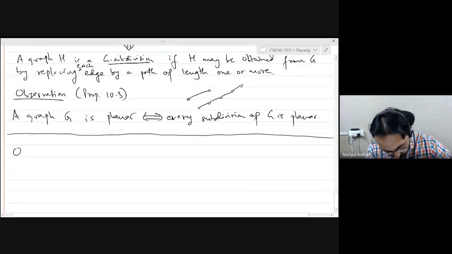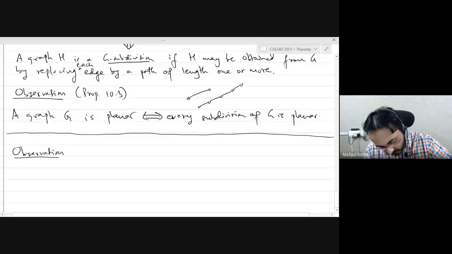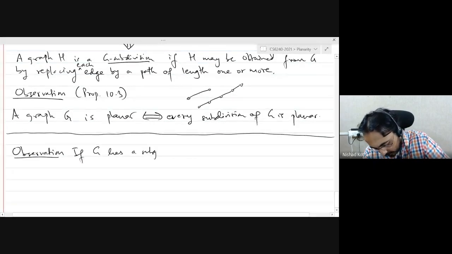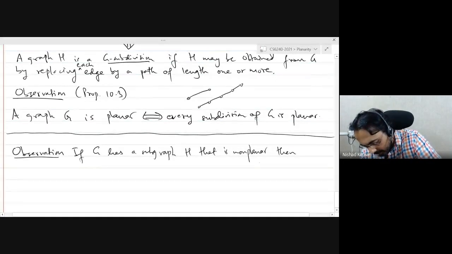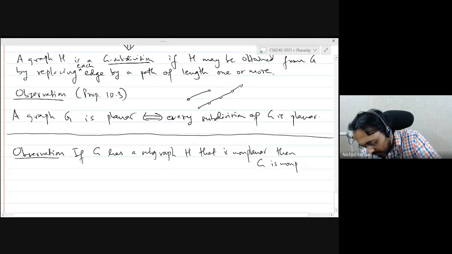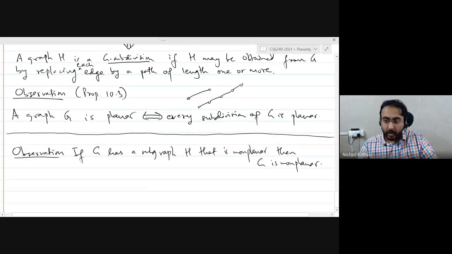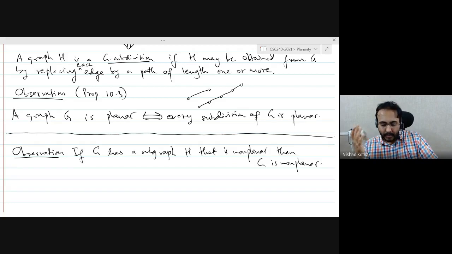Okay. So another quick observation that I need before jumping to the conclusion I wanted to is: if G has a subgraph H that is non-planar, then G itself is non-planar. Okay? And now if you put all of these observations together, you can see that if any graph contains as a subgraph a subdivision of K5 or K33, then that graph itself will be non-planar. Because K5 and K33 are non-planar, the subdivision will be non-planar. And because it is a subgraph of the graph, the whole graph will be non-planar.